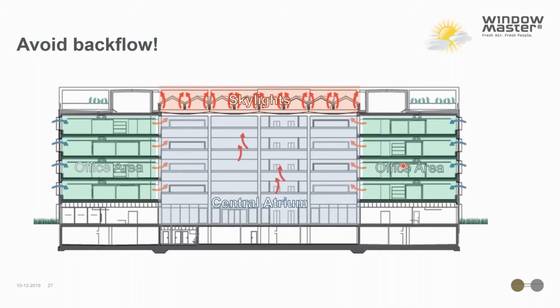The issue with the neutral plane in this type of building design is that you can get what we call backflow. And this is if you have the old air going from one office area or one occupied space to another. So some of the facade windows would in that case be used as exhaust. This is what we want to avoid in a building design.